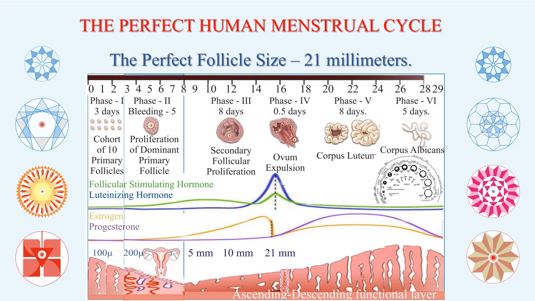Now, because of my understanding of Satchakra Nirupana, and of course the Divyank ratio and Divyank sequence, I've been able to show the perfect human menstrual cycle for the first time in the history of mankind with the help of Divyank sequence. Normally, we talk of a menstrual cycle of only 3 phases. Bleeding phase for 5 days, secretory phase or follicular proliferative phase for 8 days.